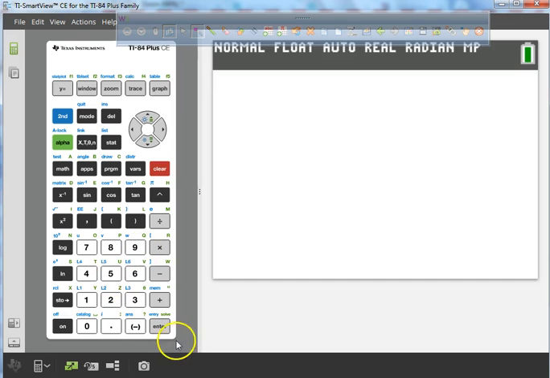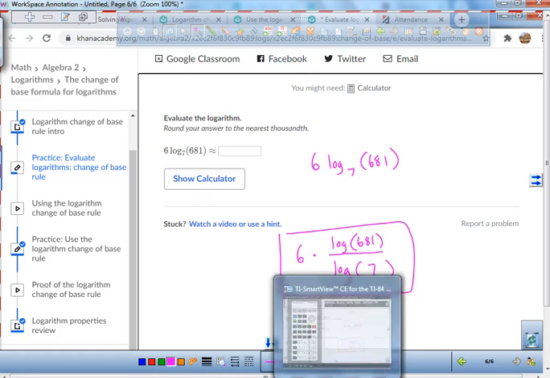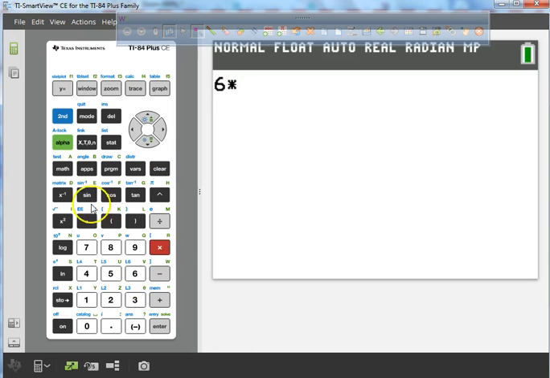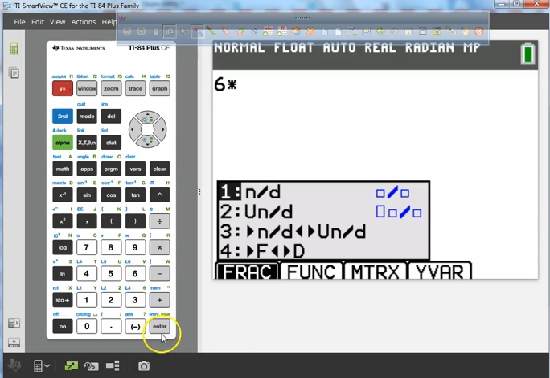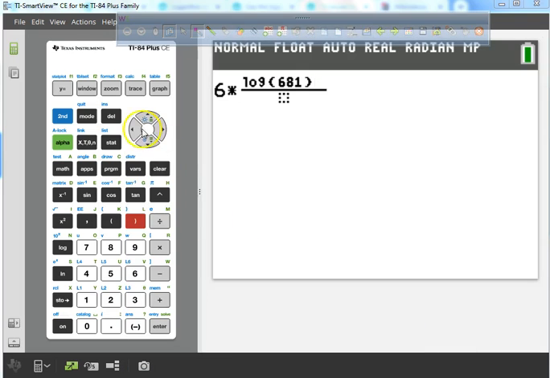So right now, what do I want you to practice doing? 6 times the log of 681 over the log of 7. I want you to learn how to do the change of base formula. So I'll go ahead and do that. 6 times, I'll put alpha y equals enter. And we'll say the log of 681, make sure it was 681. All right, good. Over the log of 7.